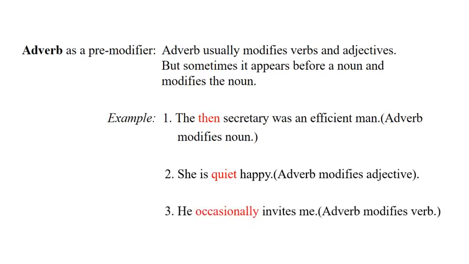Number 3. He occasionally invites me. In this sentence, the adverb "occasionally" is used before the verb "invites" and it limits the meaning of the word "invites". It tells us how often I am invited by him. That is, occasionally. So here, the adverb "occasionally" is used as a pre-modifier of the verb.